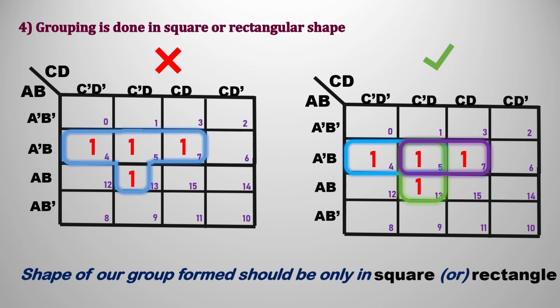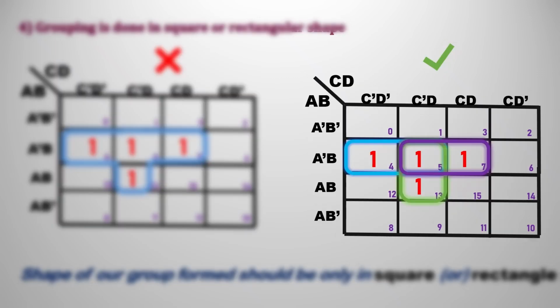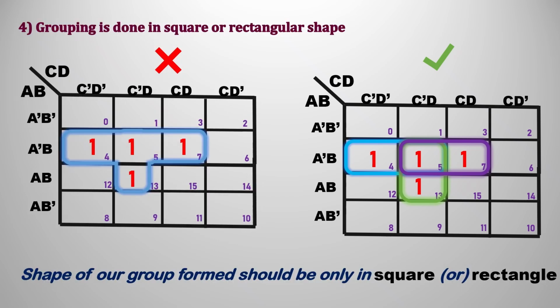The next most important point is that grouping is done in square or rectangle shape only. If you consider a group of 4 elements, can we group them in a T shape? No, we cannot. All the shapes must be square or rectangle only. So we can form groups like 3 groups containing 2 elements in each. We can form it like that, as in the second one.